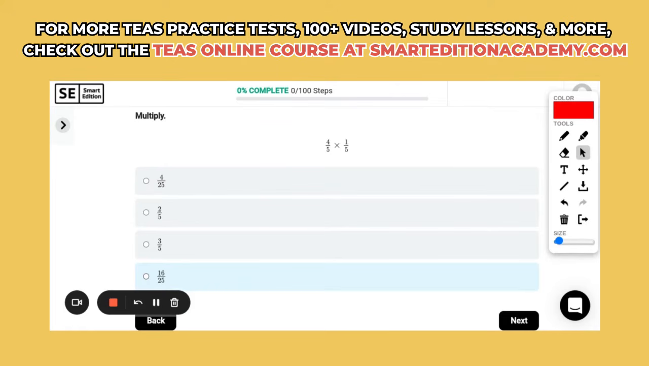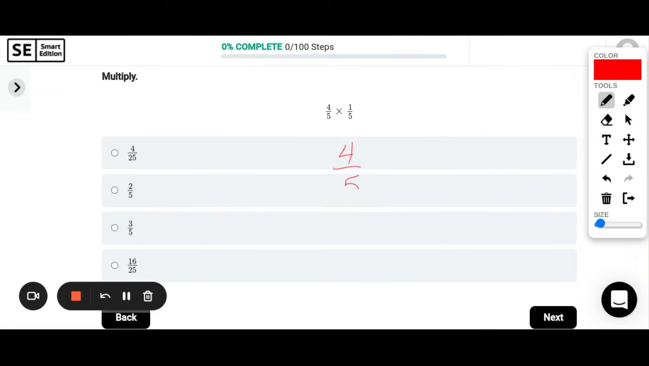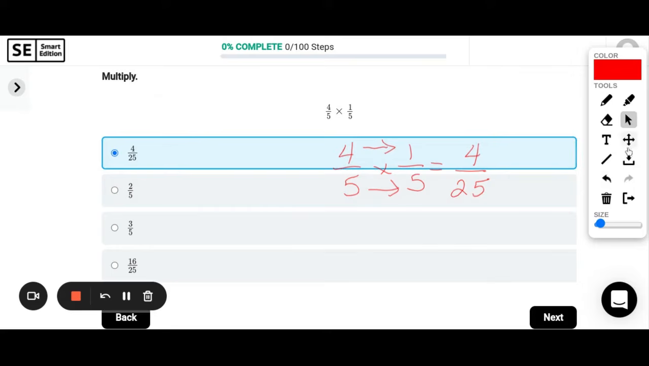Okay, let's look at a fraction multiplication question. I need to do 4/5 times 1/5. When I multiply fractions, all I have to do is go across the top and across the bottom. So 4 times 1 is 4. 5 times 5 is 25. That's it. Multiplying fractions, just go across the top and across the bottom.